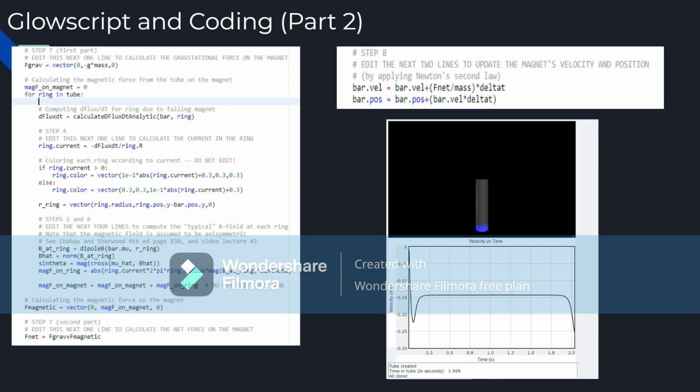The next thing I changed is the B at ring to equal the dipole of the bar magnet and the r radius of the ring. I then took the normal of that and for sine theta, I then took the magnitude of the cross product of mu hat and b hat. Then for the magnetic force on the ring, it was the absolute value of the ring current times 2 times pi times the ring radius times the magnitude of the B field at the ring times sine theta.